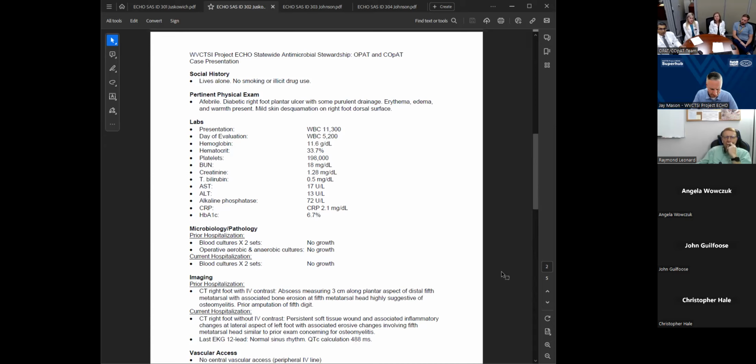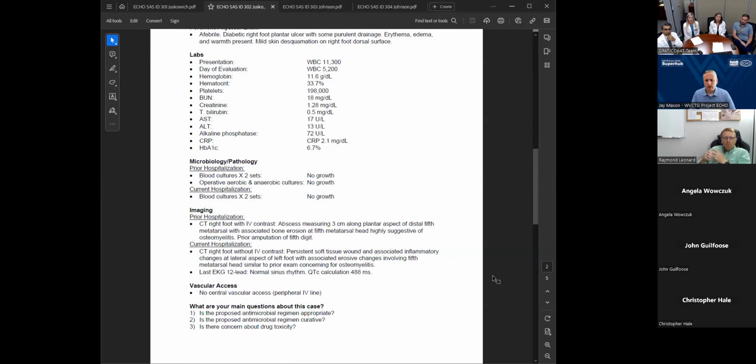For her microbiology, her blood cultures have been negative, and when she had her IND a week ago, there was no growth. And her imaging, again, she had 2 CT scans, so I already went over the one that she had the previous admission, but had now a repeat CT scan that again showed this soft tissue wound, inflammatory changes, as well as erosive changes involving the 5th metatarsal head. So highly concerning, consistent with osteomyelitis.